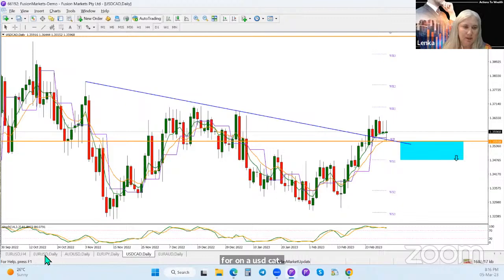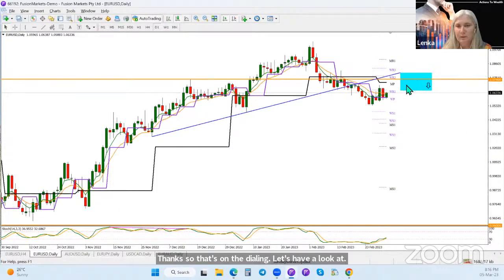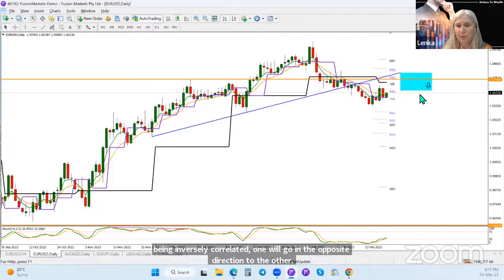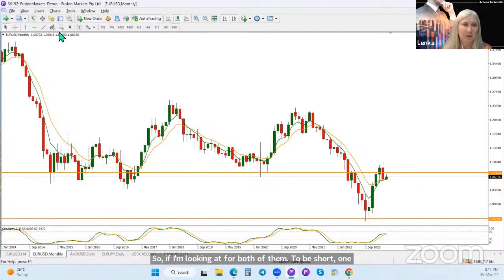Let's have a look at Euro USD. Now, Euro USD, I'm looking for the same. Now, being inversely correlated, one will go in the opposite direction to the other. So if I'm looking for both of them to be short, one of them is likely not going to work out. Okay, now at this stage, I don't know which one.